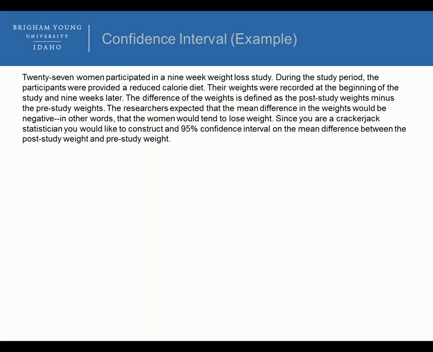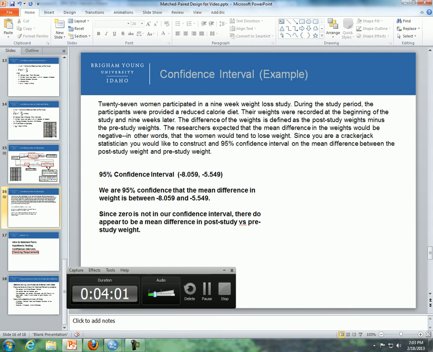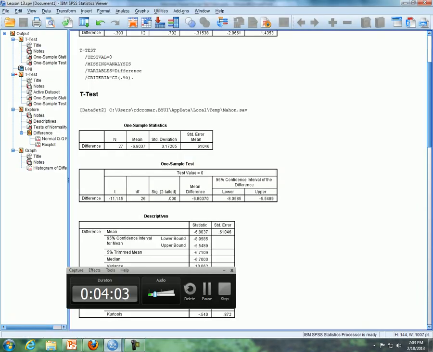Here's the same example using the weight data, taking a diet and seeing if the diet was effective. So comparing pre-weight and post-weight. So looking at the last sentence, since you are a crackerjack statistician, you would like to construct a 95% confidence interval on the mean difference between the post-study weight and pre-study weight. So what I'm going to do is go to some output here. Here is the output. The output is listed here. This is similar to what you would see in Excel.